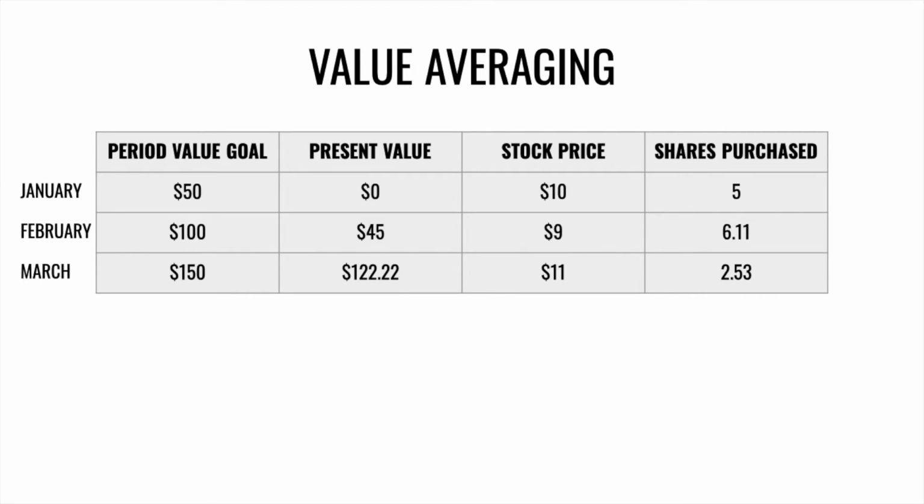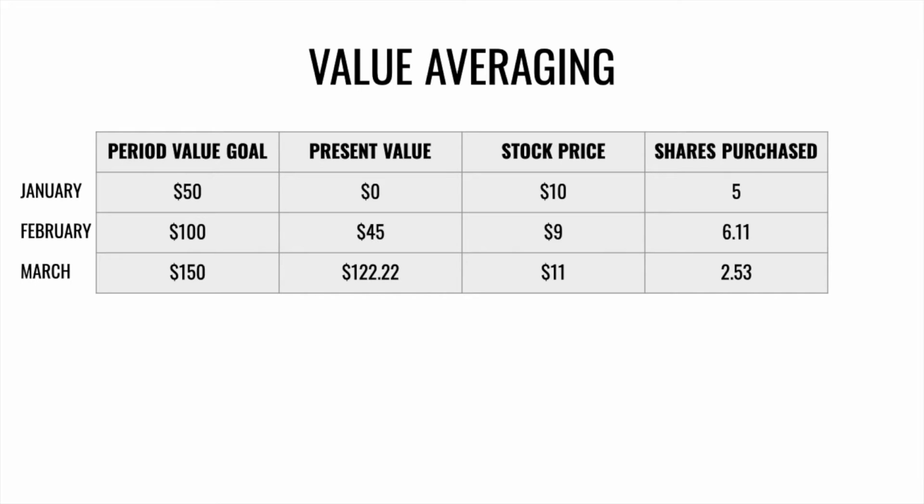Now in March, I'm going to want another $50 in the investment. So my goal for March is $150. Now the stock price of XYZ went up to $11 by March 1st. So using what we did in February, let's go through the process again. We own a total of 11.11 shares. That number comes from buying 5 shares in January and 6.11 shares in February. So 11.11 shares, and the stock price right now is $11. So 11.11 times 11 is 122.22.